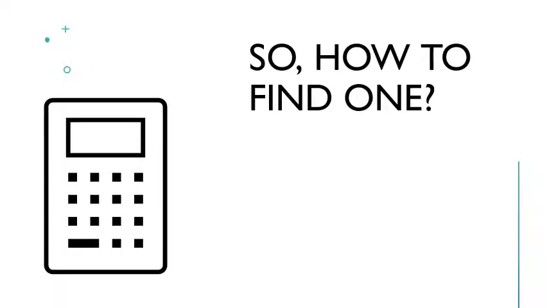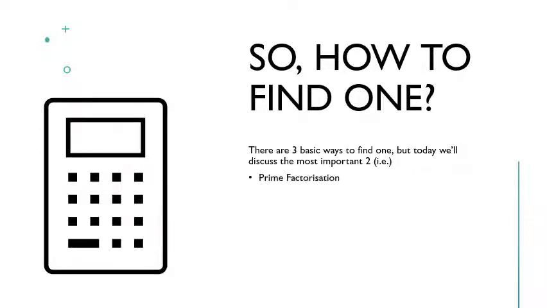So to find one, there are basically three methods, but today we will be discussing the most important ones that are generally asked in an examination. That is the prime factorization method and the division method. The third method is the estimation method, which is sometimes not accurate or not asked in an examination. So we'll be discussing only these two methods today, starting with the prime factorization method.